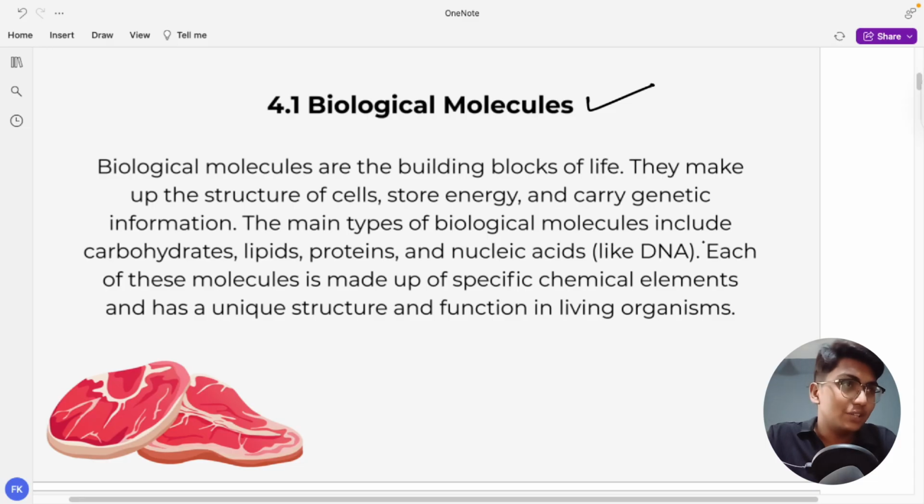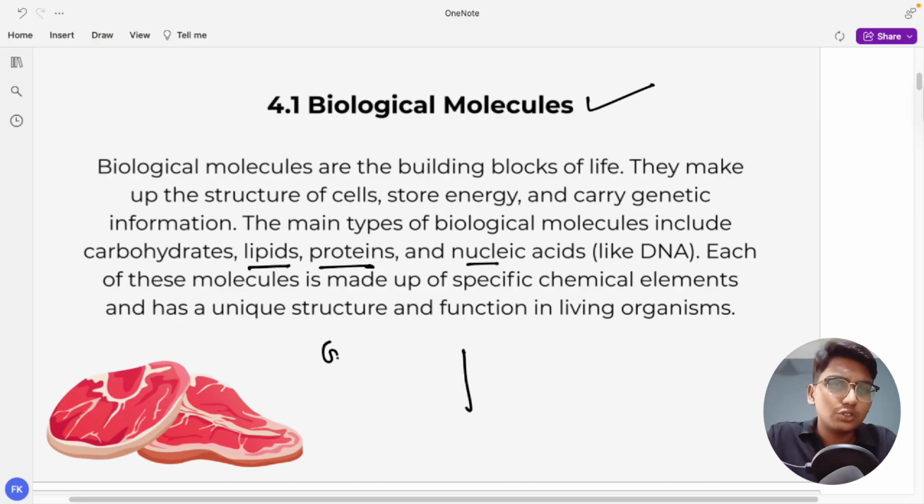The main types of biological molecules include carbohydrates, which are used as an energy source; lipids, which are also used as an energy store and also act as an insulator in cells; proteins, as you all know their function; and nucleic acids like DNA and RNA. Each of these biological molecules is made up of specific chemical elements and has a unique structure and function.